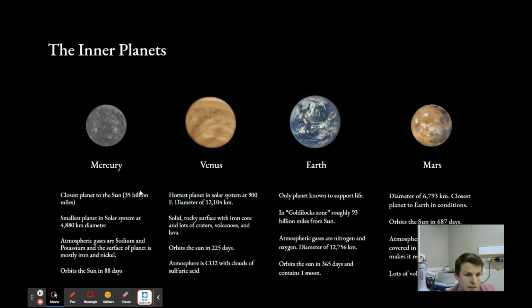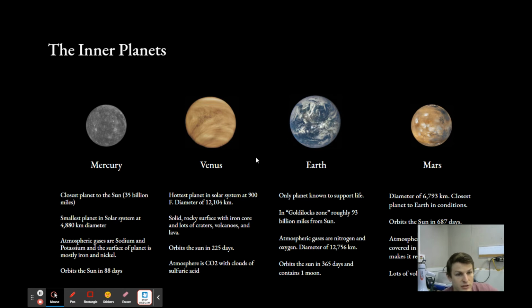rotation. Next is Venus. Venus is actually the hottest planet in the solar system, and that's because of its composition. You would think that Mercury would be, considering it's closest to the sun, but Venus is actually the hottest planet in the solar system. It gets up to 900 degrees Fahrenheit. It's relatively similar in size to the Earth. It's a solid, rocky surface with an iron core and lots of craters. And it orbits the sun in 225 days. So its calendar year is 225 days.